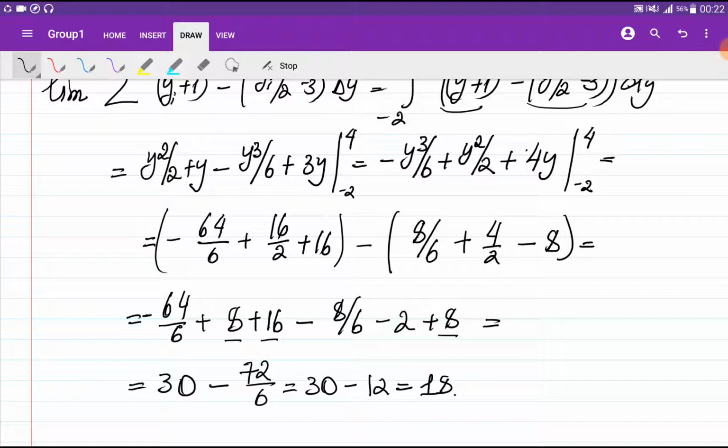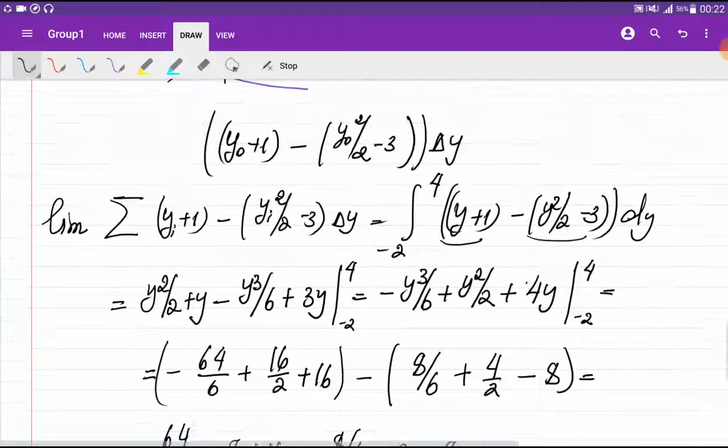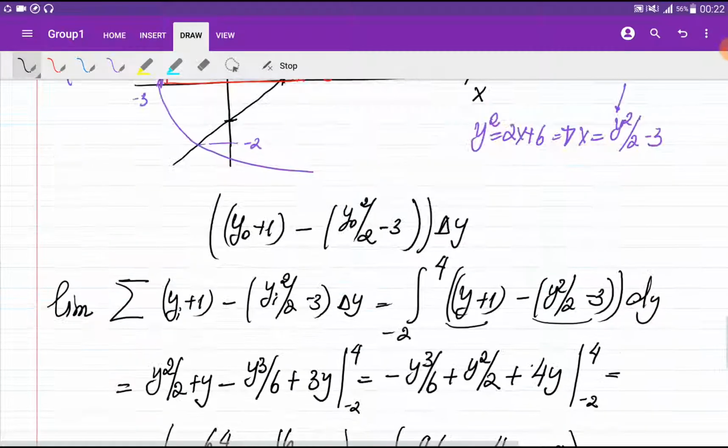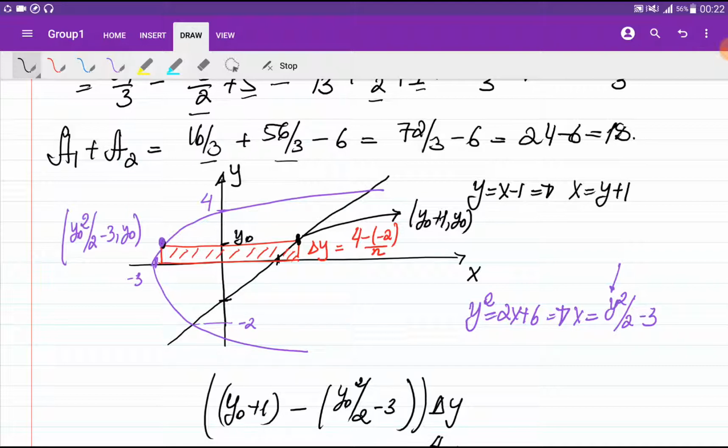So we've got the same answer, but we could get the answer much more easily with the second way, where the idea is to divide the area into many small horizontal rectangles.